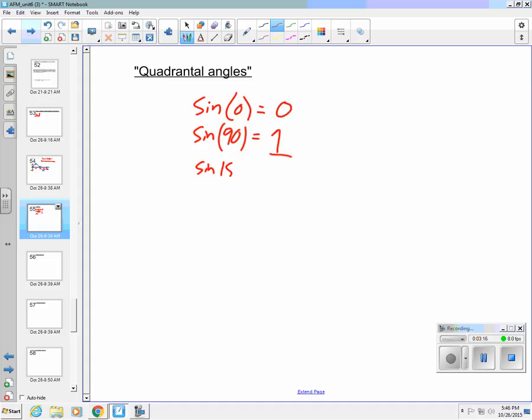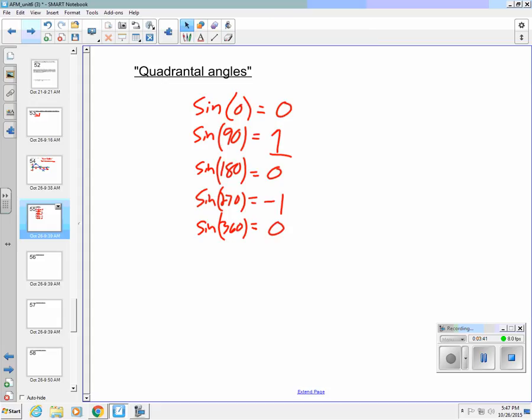Then we move to 180. At sine 180, we go back down to 0. Then 270. At 270, we go back down to our min, and then back up to 0 at 360. These angles are called quadrantal angles. These are our special 5 points we graph. These are not values of sine you could find by setting up a right triangle and finding it that way. So these are special angles we call quadrantal angles.